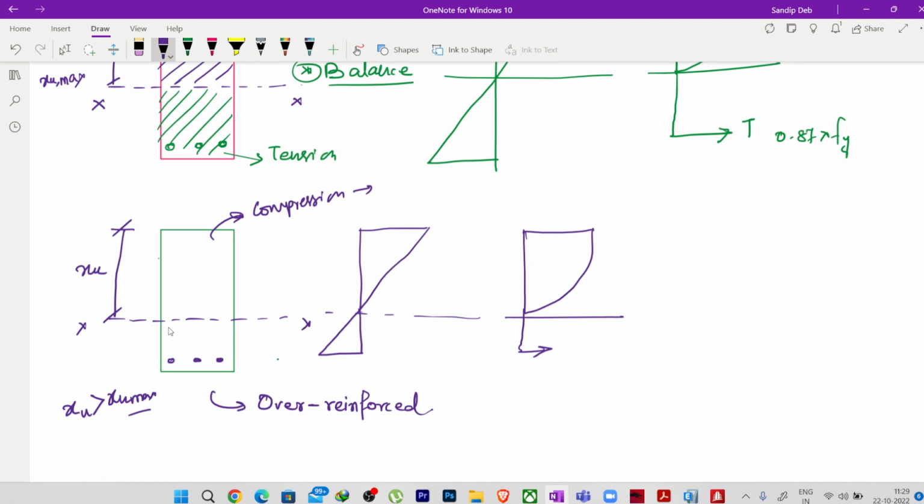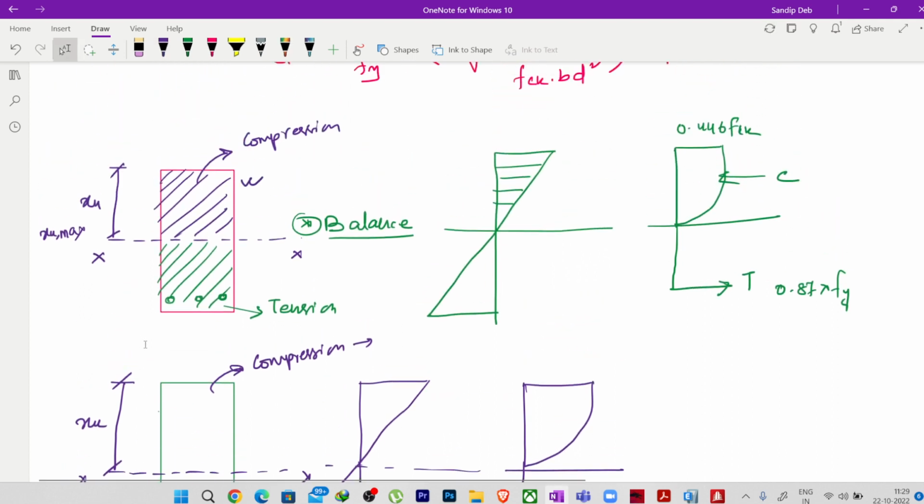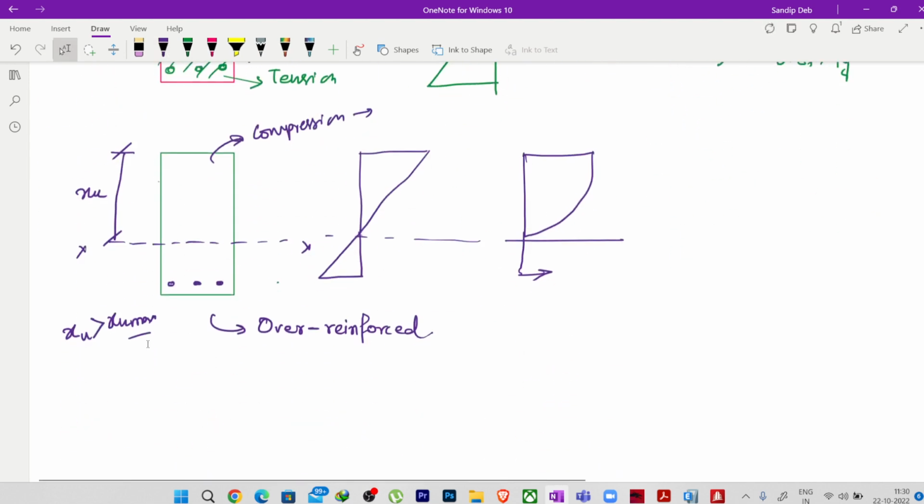Right? So what is desirable? Can we go for the balanced section? I think we cannot go for the balanced section also, because the concrete and the steel both are reaching their ultimate stress limit simultaneously. So here also we will have brittle failure. The concrete will fail, and at the same time the reinforcement will fail under tension. Right? So what is desirable?